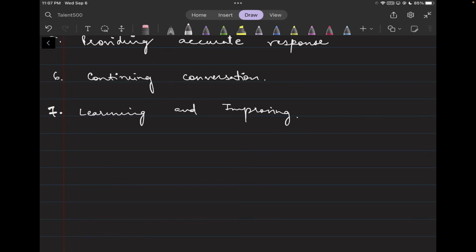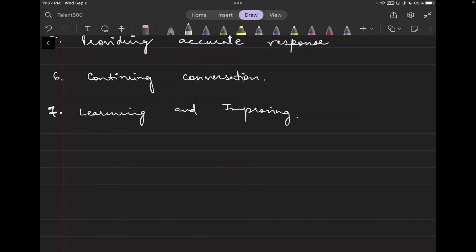So when you talk about ChatGPT, here we have chatbots which use natural language processing and machine learning algorithms so that they can understand and interpret user queries accurately, and provide a relevant and accurate response.